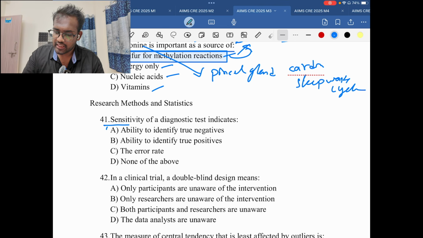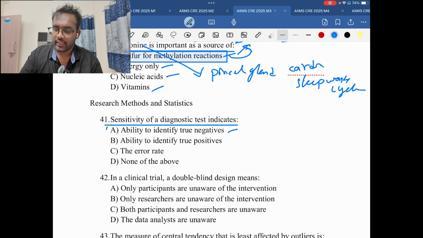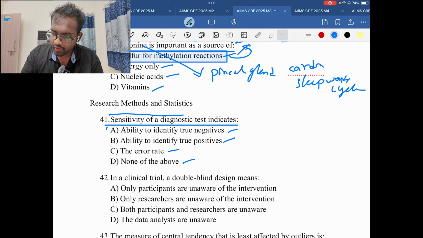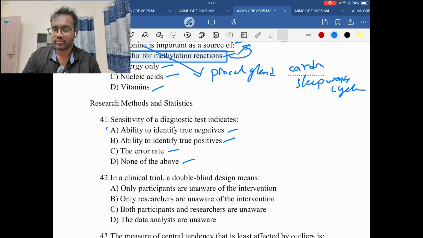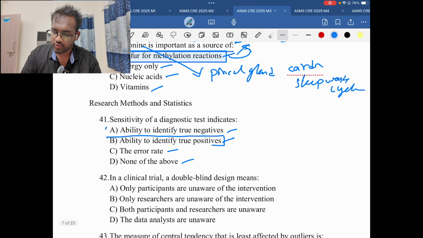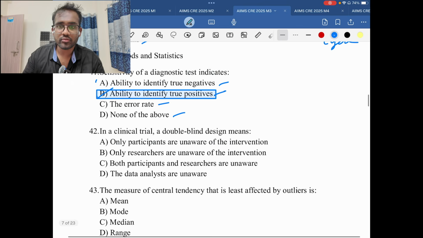Question number 41. Sensitivity of a diagnostic test indicates: ability to identify true negative, ability to identify true positive, the error rate, none of the above. So always remember, they have asked sensitivity of a diagnostic test. Sensitive means a reaction which can tap that particular disease and tell you. Sensitive in the sense positive. So always tick for that. Ability to identify true positives.